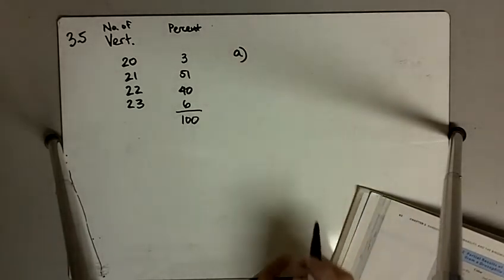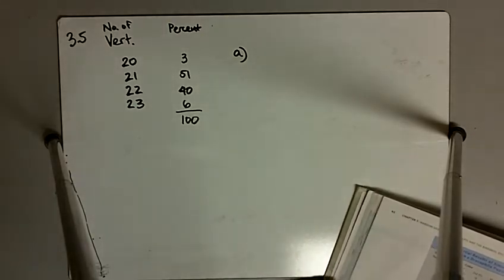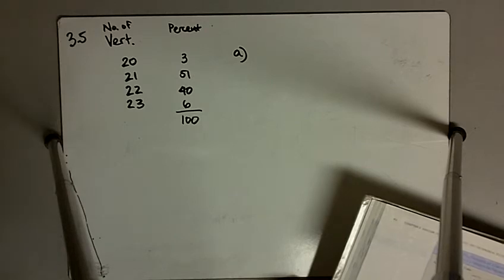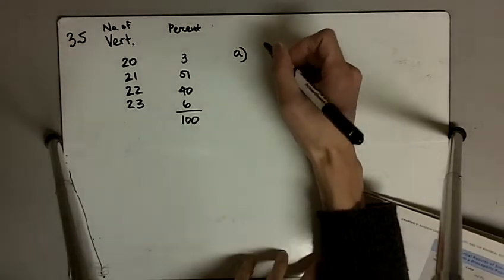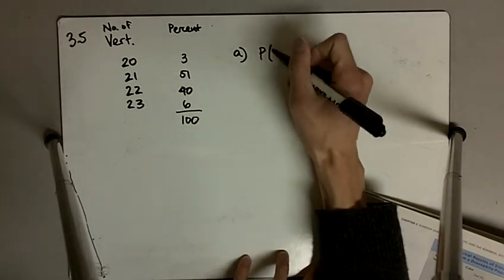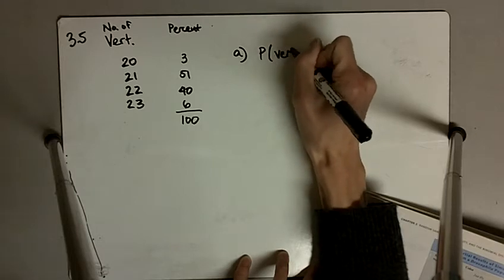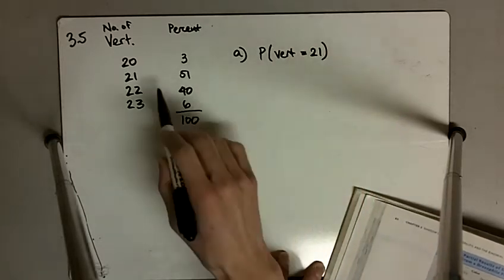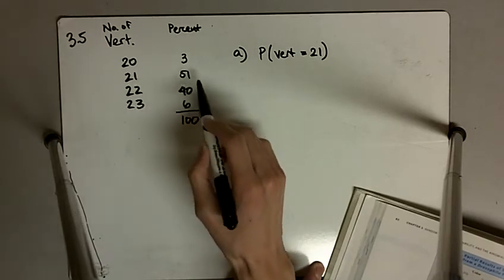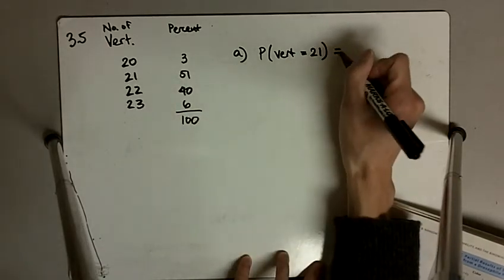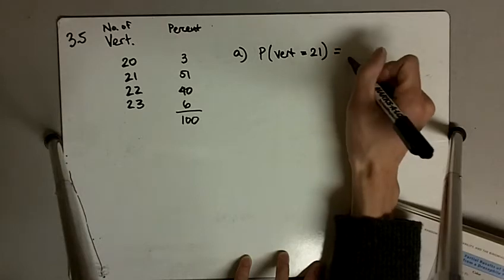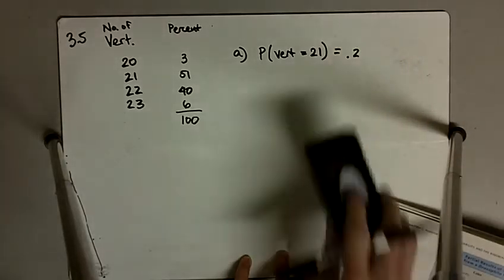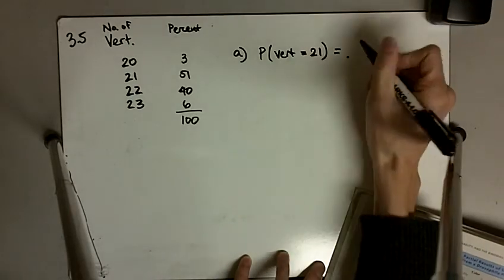Question A asks, find the probability that the number of tail vertebrae in a fish randomly chosen from the population equals 21. So this is the probability that vertebrae is equal to 21. So out of the population, 51% have vertebrae that are length 21. So that is equal to 0.51.